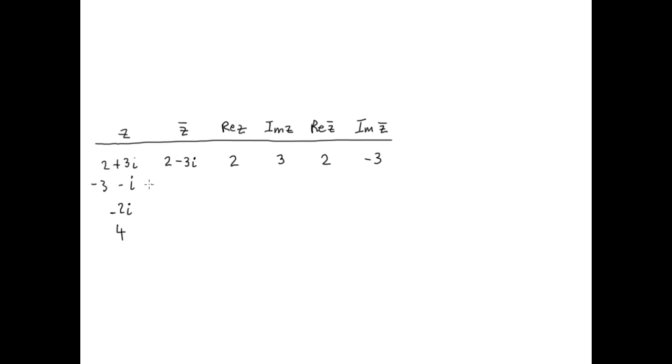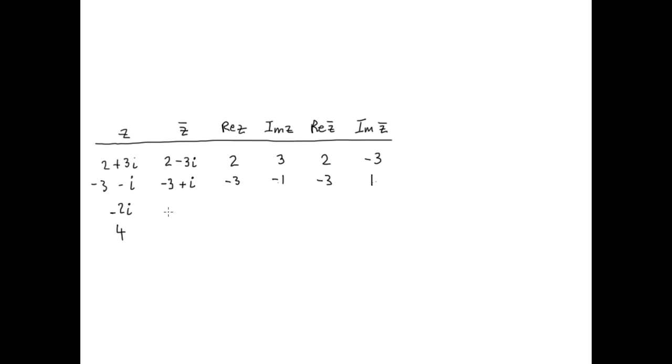Let's look at negative 3 minus i. The complex conjugate of that would be negative 3 plus i. So we start out with negative 3 minus i, where the real part's minus 3 and the imaginary part is minus 1, minus 3 and minus 1. And the conjugate, the real part's the same, but the imaginary part is of opposite sign. So two imaginary parts now of opposite sign, the real part's still the same.